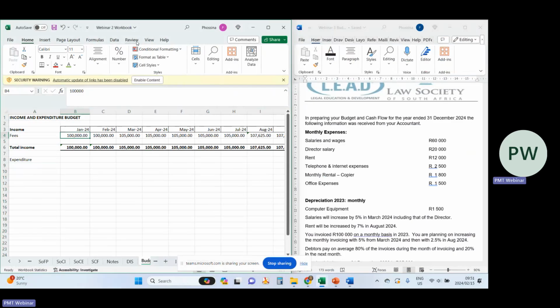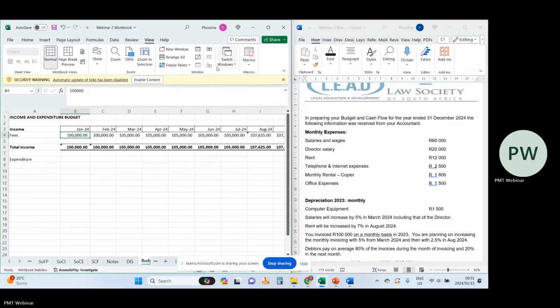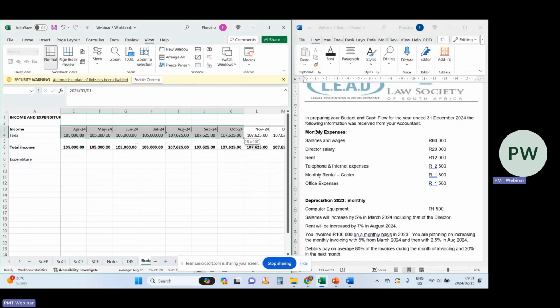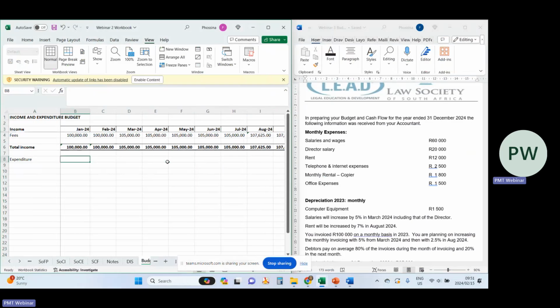Okay, and also what I'm going to do is I'm going to freeze. Let's freeze view. We freeze columns so that we can view what we are doing. That's the good part about using Excel. You freeze columns like that, then it can show us kind of like a holistic view. Okay, so that is our income. Then let's move into our expenditure.